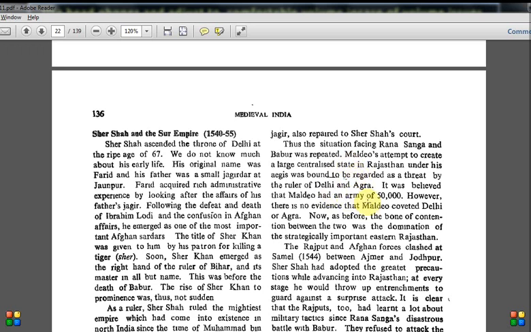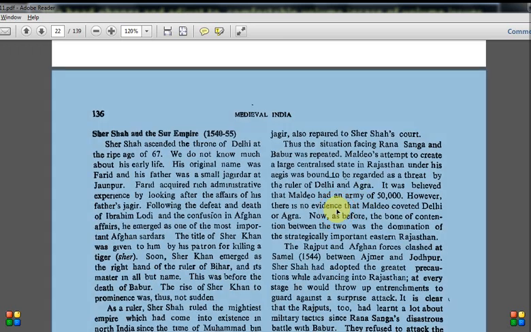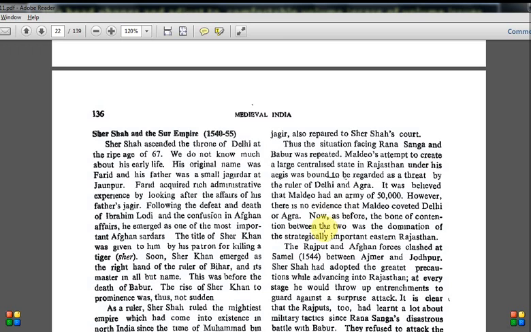It was believed that Maldio had an army of 50,000. However, there is no evidence that Maldio coveted Delhi or Agra. So it's told in history books like he was having a huge army and he wanted to dethrone people at Delhi, but there is no evidence that he actually won or he had any chance. Now, as before, the bone of contention between the two was the domination of the strategically important eastern Rajasthan.